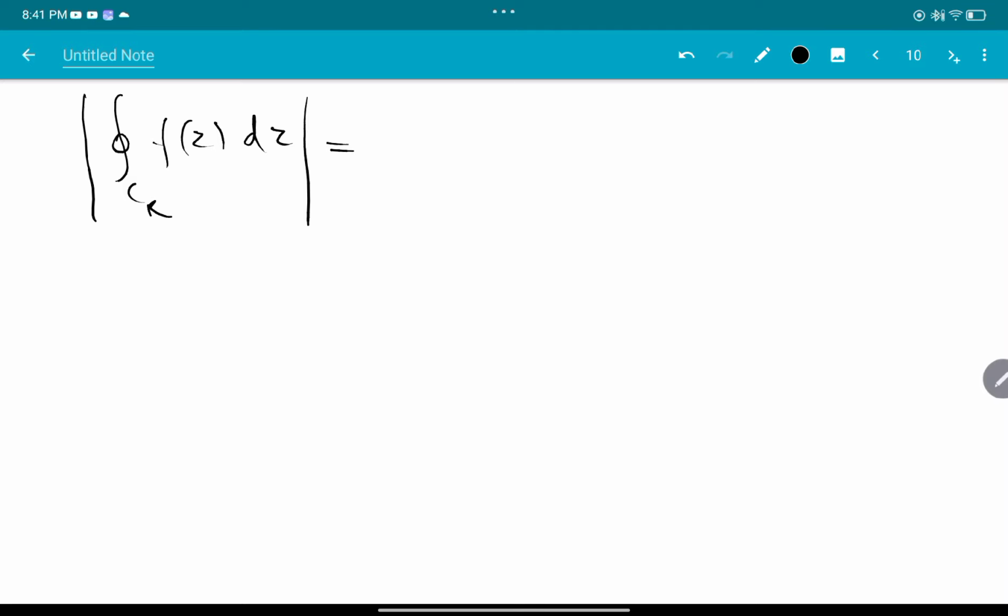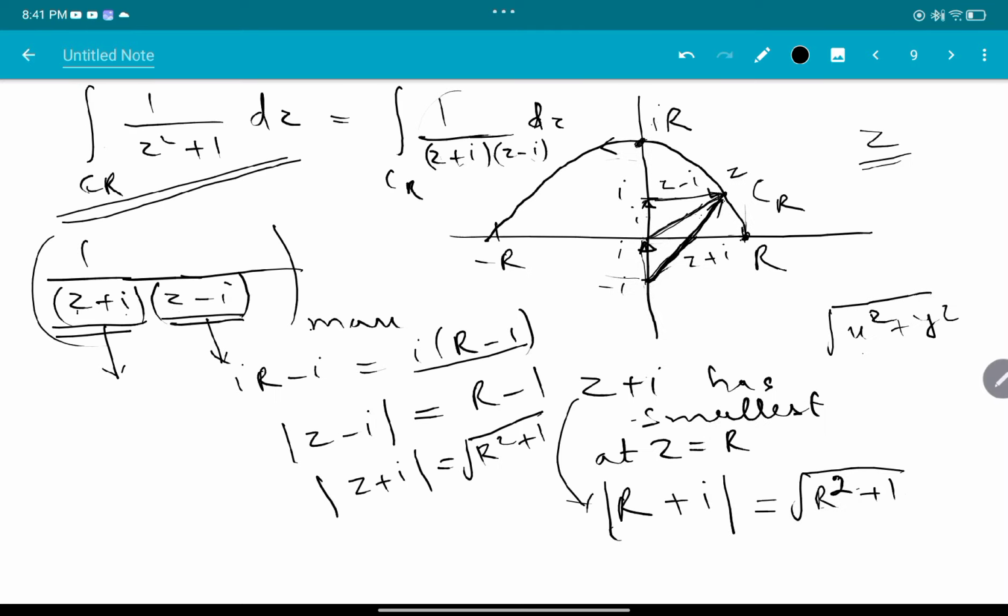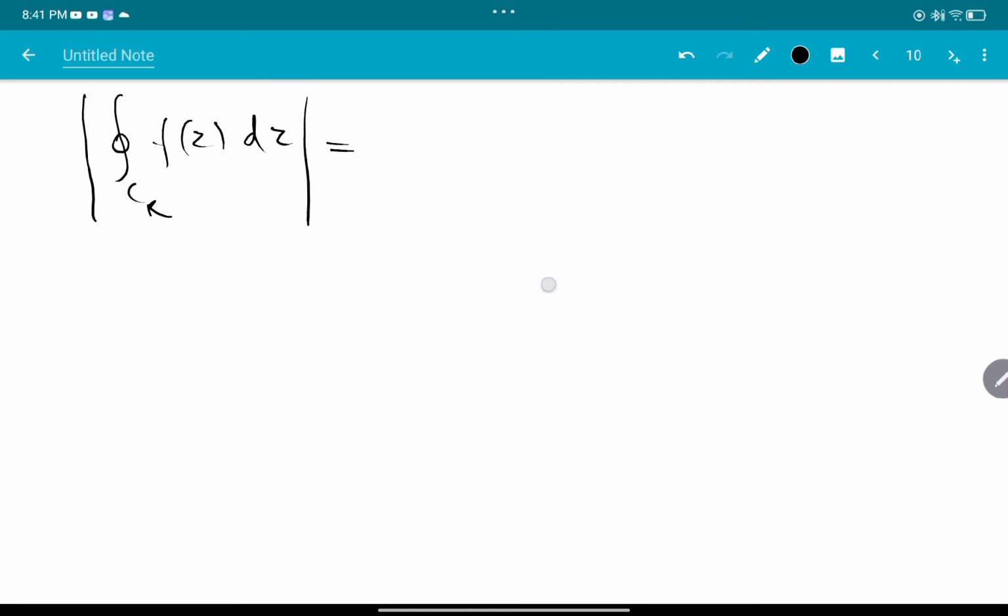First of all, I had this, and I have to multiply this. I have found the maximum value of these two. But the maximum value of this is the path length, that is pi r. So I have two factors. One is the maximum value of this, and the integral will be less than or equal to the maximum value of this.